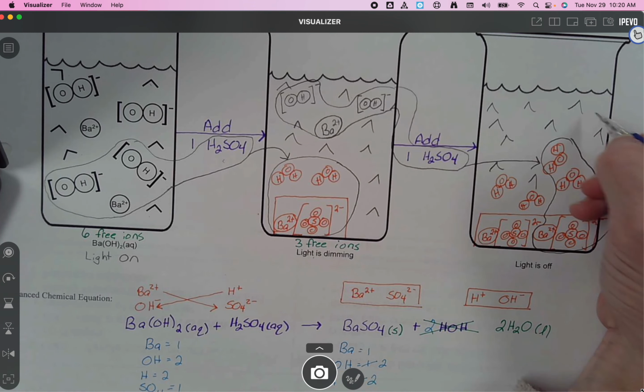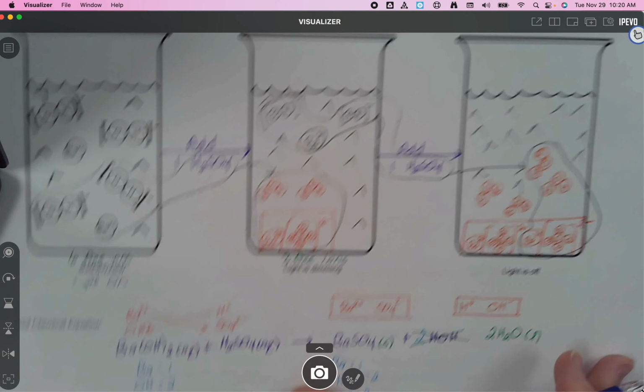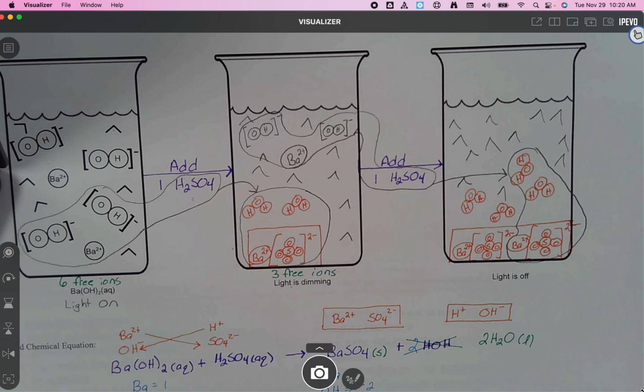And the sulfuric acid is aqueous, so we'll add a few more. I suppose I should have made these waves kind of going up as we went along to show that the stuff in the beaker is getting deeper and deeper. And in doing that, we can see why the light went off. There's nothing left moving around to carry the electric current. We're down to no free ions.